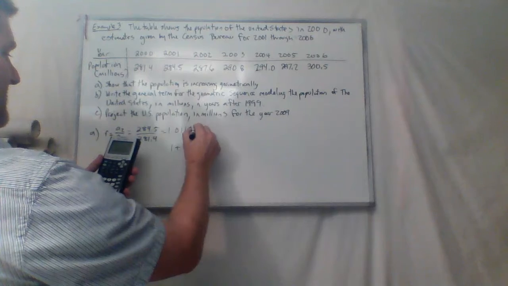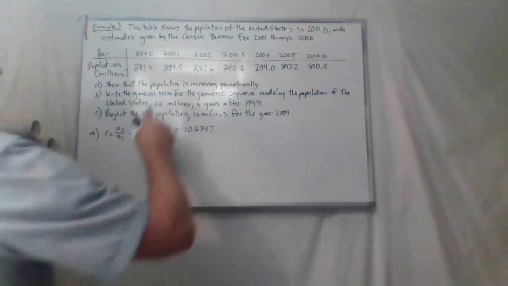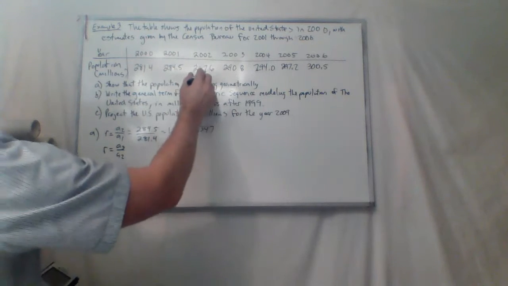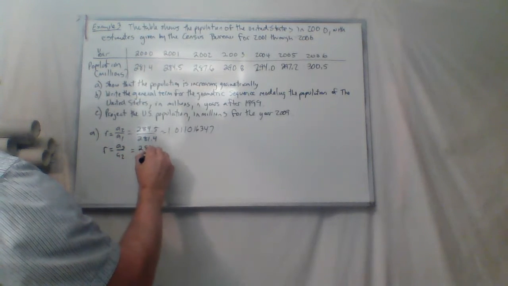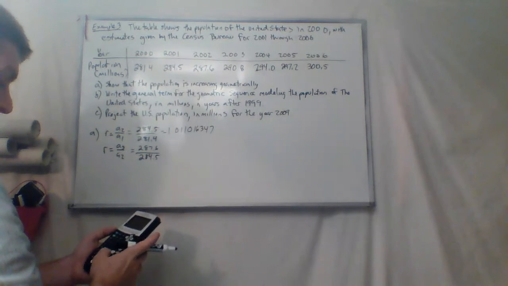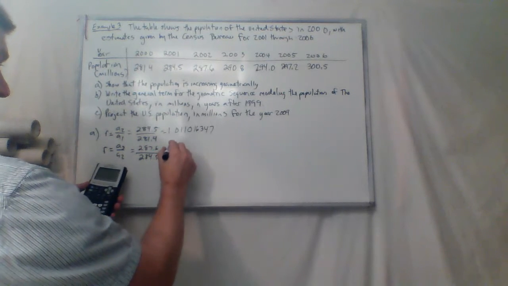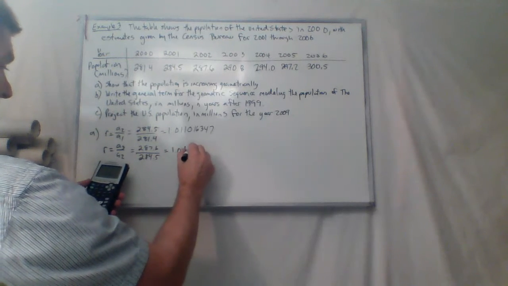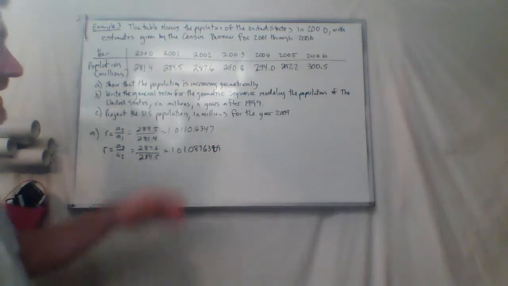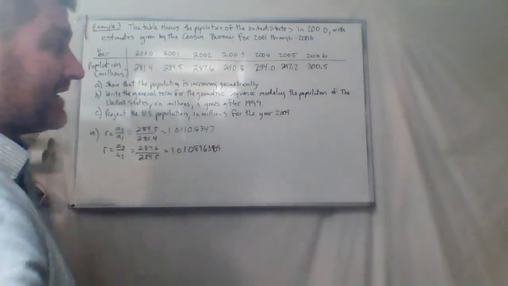So let's see. Does that occur for r equals A3 divided by A2? So let's see, what is 287.6 divided by 284.5? I got something a little different, 1.0108969. Now they're not accurate, but again, these are rounded estimates that they're using to generate where it's going to be in the future.